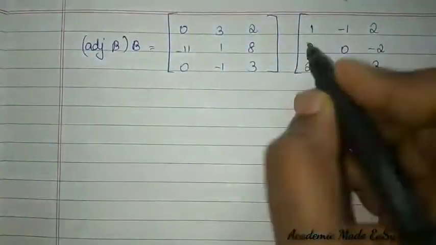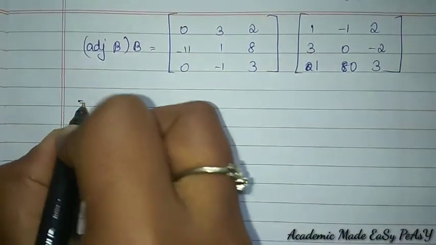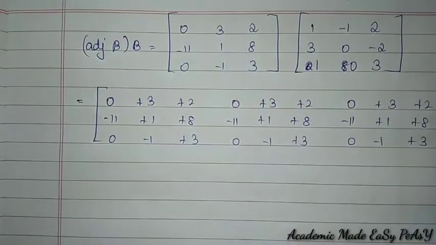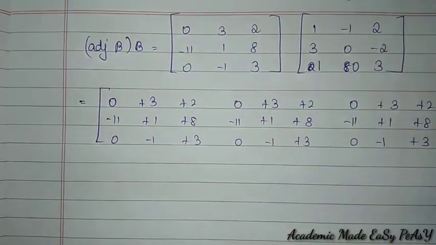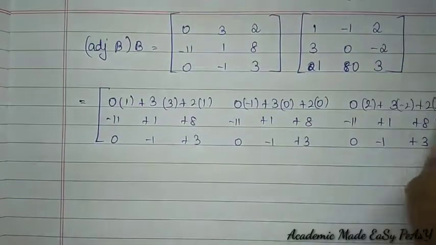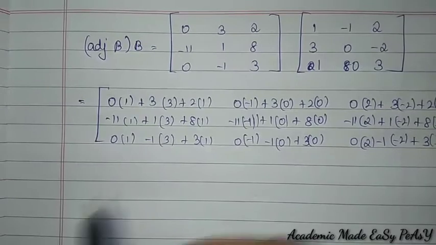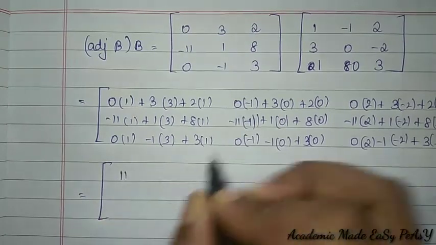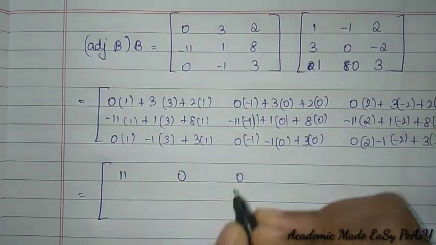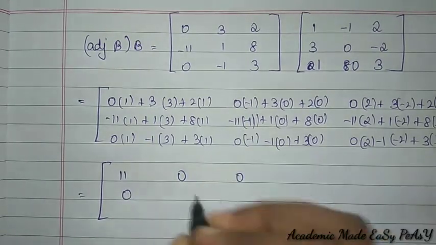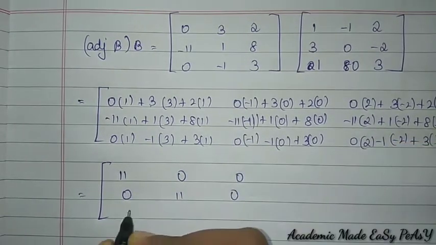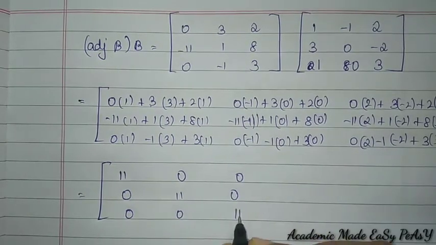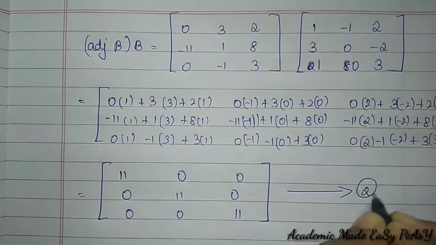So now I will be finding for adjoint of B into matrix B. So now let me multiply it. So I will be multiplying with the second matrix. So now we will be calculating. So here it is 9 plus 2 is 11. Here it is 0. Here also 0. Here it is 0. Here it is plus 11. So 0, 0. Here also 0. Here it is 11. So let this be equation 2.